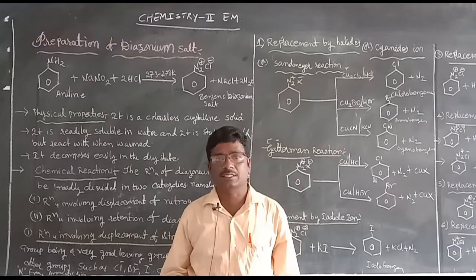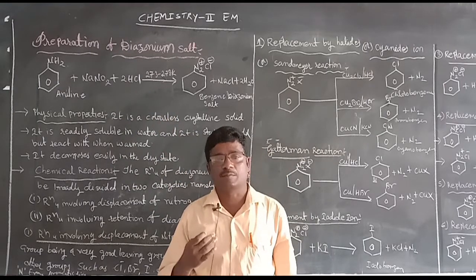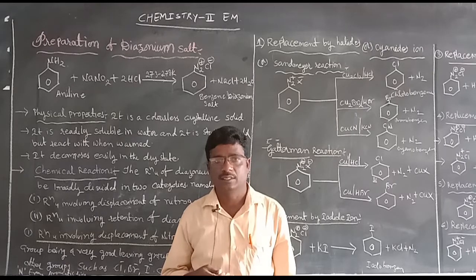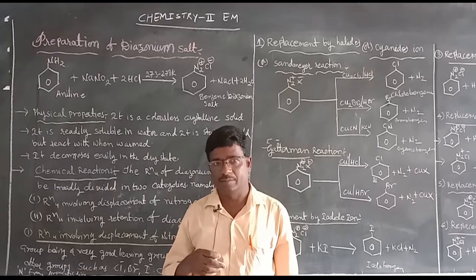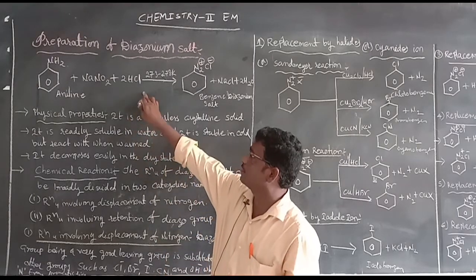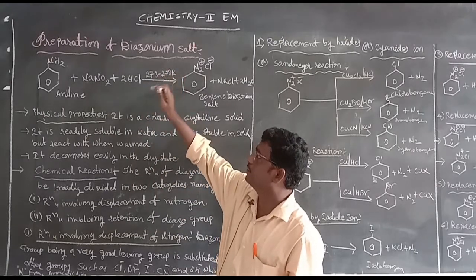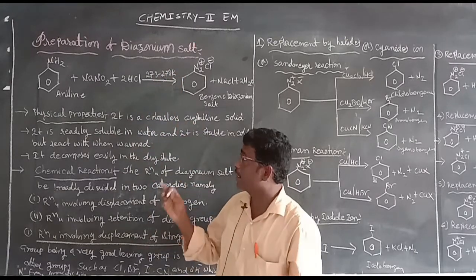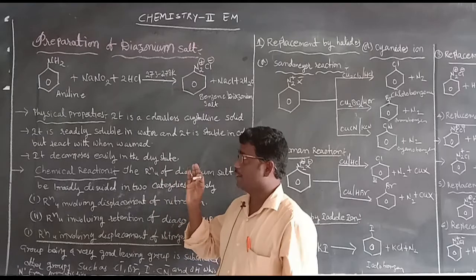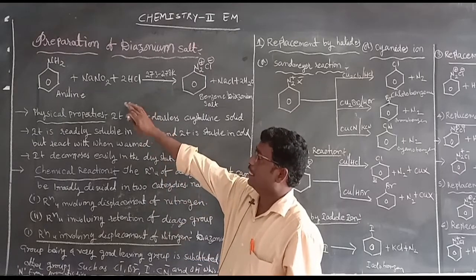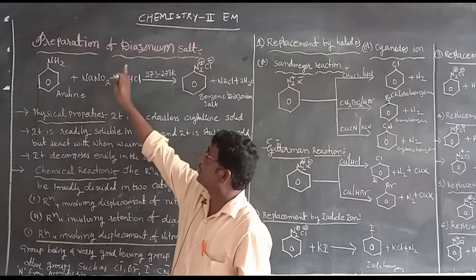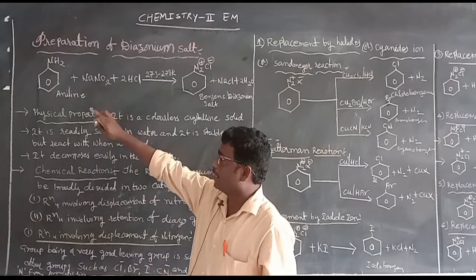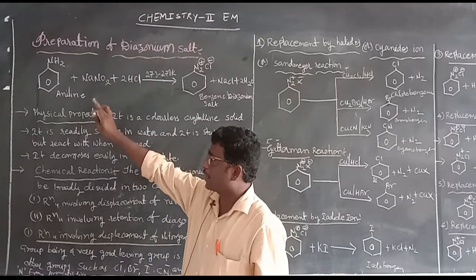In the previous class we already discussed the general principles of the diazonium salt and the chemical properties of the amines. Today we are going to discuss the preparation of the diazonium salt. How is the diazonium salt prepared? First, aniline or aminobenzene. The diazonium salt is prepared from a primary amine.